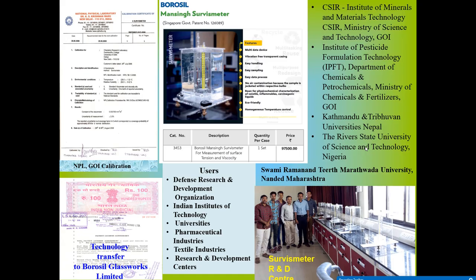So this technology is completely commercialized, as I told you. Generally, we do not know which kind of technology transfer document exists. So this is a technology transfer document to Borosil. Now it is not only glassware, it is not limited to that. And this is its calibration by the National Physical Laboratory.